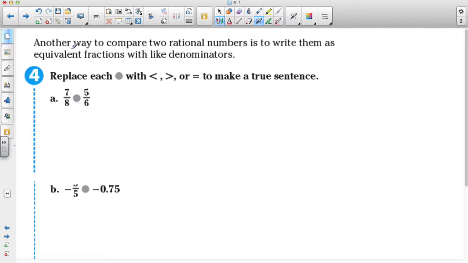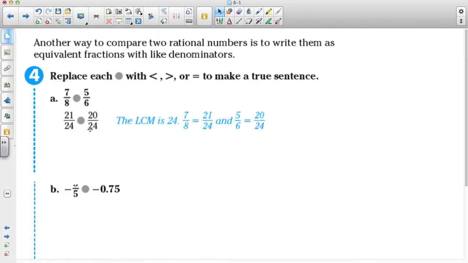Another way to compare rational numbers is to write them as equivalent fractions with like denominators. So let's compare rational numbers with like denominators. You have 7 over 8 and 5 over 6. The LCD of 8 and 6, from what we learned, is 24. So 7 over 8 is equal to 21 over 24, the equivalent fraction of 7 over 8 with a denominator of 24. And 5 over 6 has an equivalent fraction of 20 over 24.